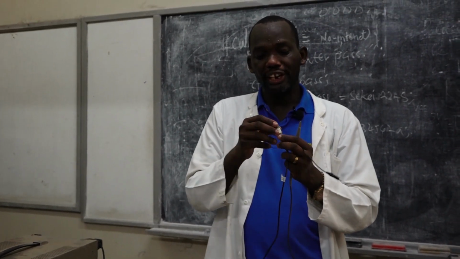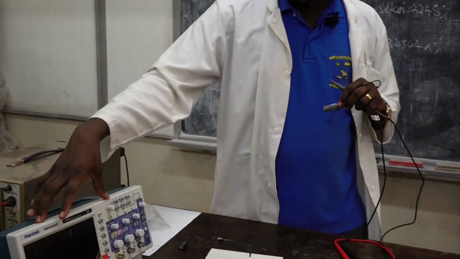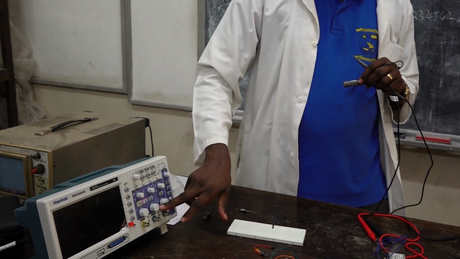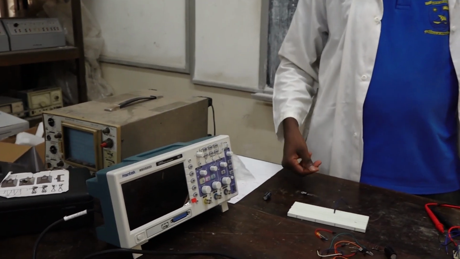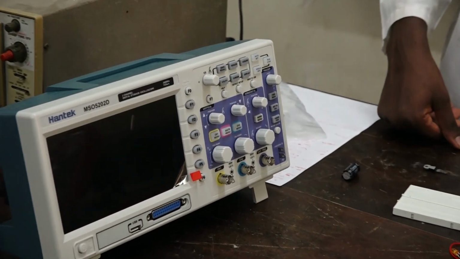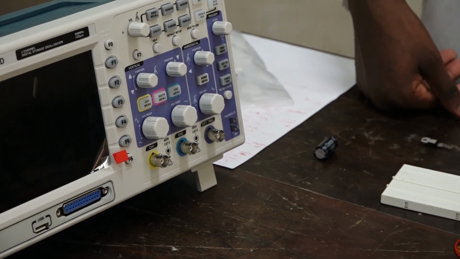So this we call a BNC connector. And this digital oscilloscope has two channels: channel number 1 and channel number 2. You may connect the BNC cable in channel number 1 or in channel number 2. It depends on which channel you want to use to do your measurements.